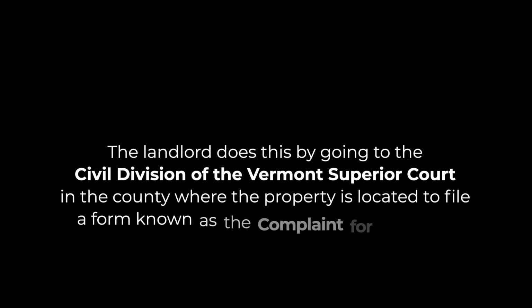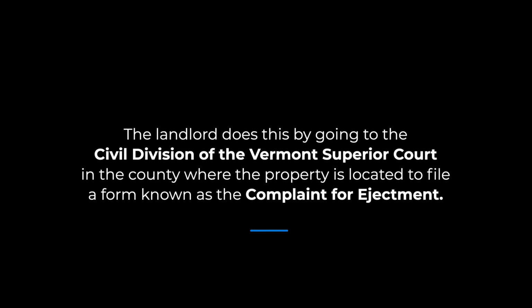The appropriate notice to quit should be served on the tenant, either by hand delivery, by first-class mail, or by certified mail. If the tenant does not comply with the notice within the number of days specified, then the landlord can bring an eviction proceeding against the tenant. The landlord does this by going to the Civil Division of the Vermont Superior Court in the county where the property is located to file a form known as the complaint for ejectment. The landlord should make 2 copies of this after filling it out, one to file and one to keep.